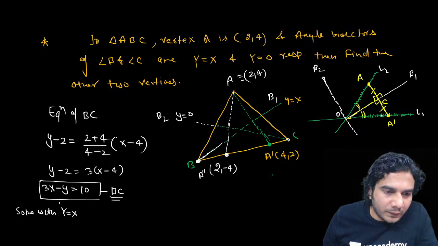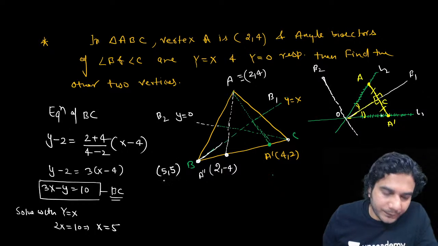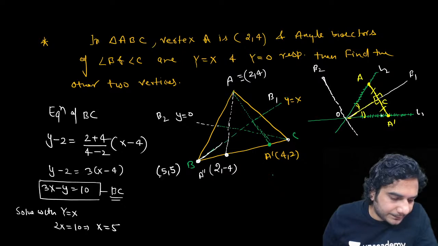Okay. So if we solve with y is equal to x, it is going to be 2x is equal to 10. So x is equal to 5, right? So this point is nothing but 5 comma 5. Okay. This point is 5 comma 5.